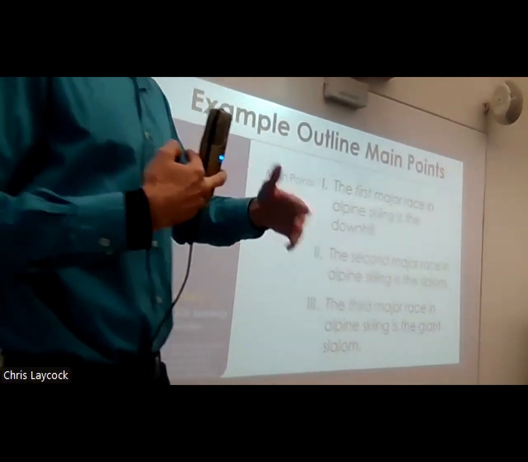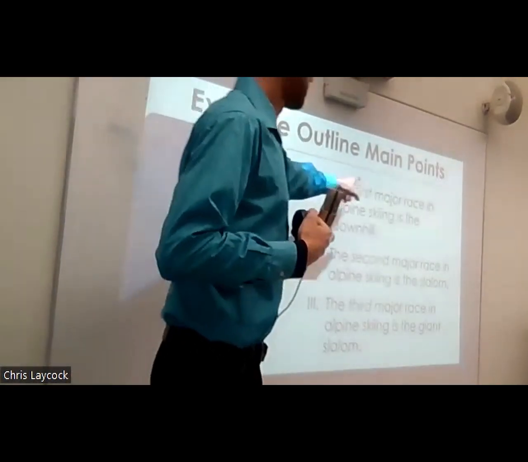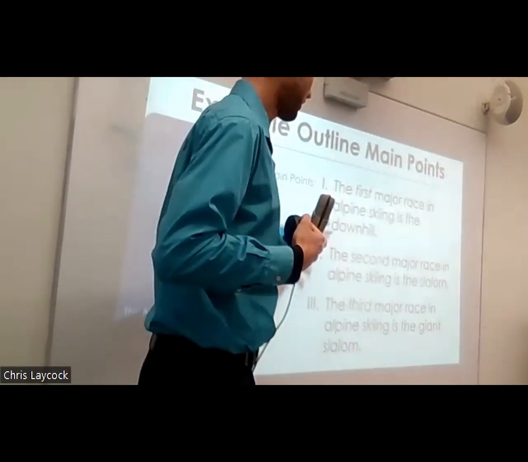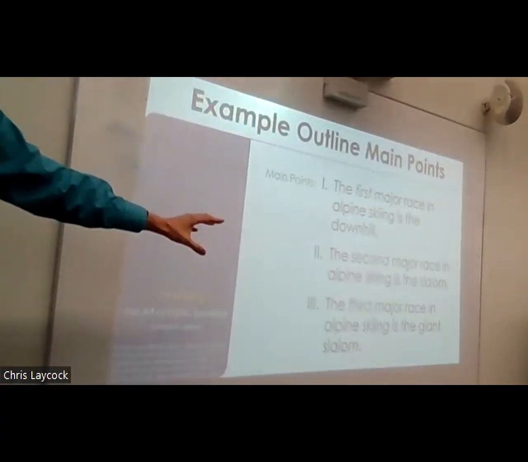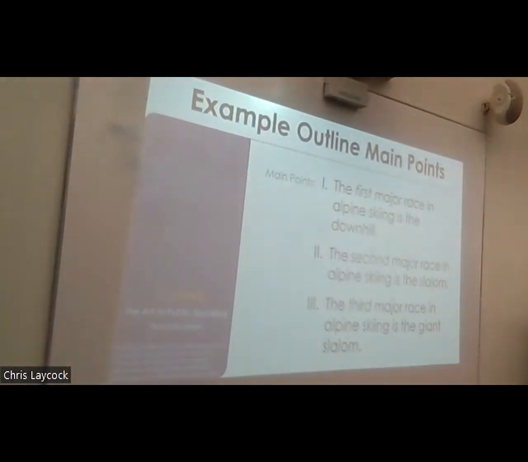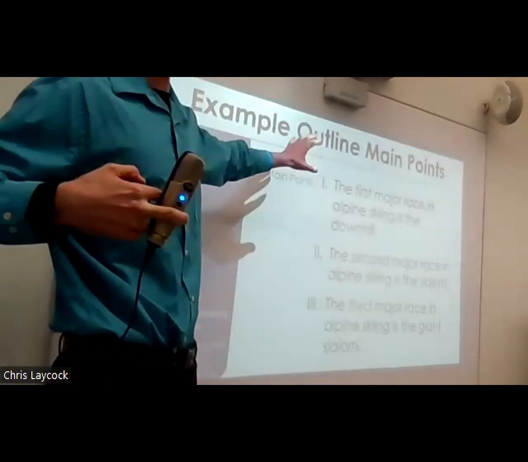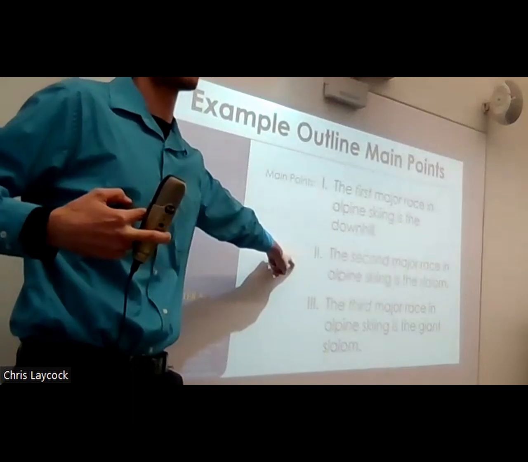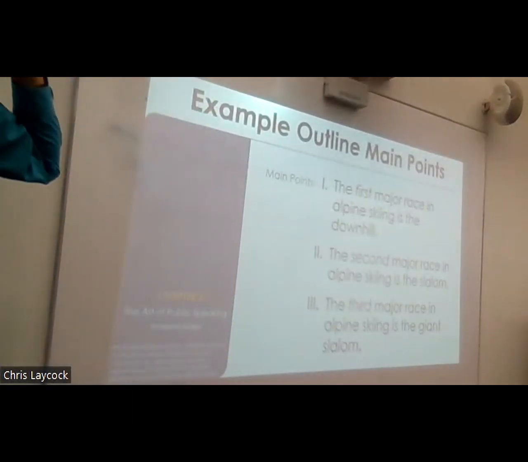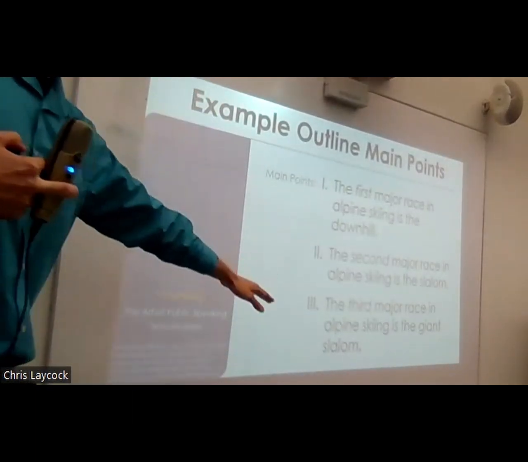So if you wanted to organize these main points in your outline, it would be the first major race is this, the second one is this, the third one is this. And it might seem redundant to say that, but that allows your audience to pay attention and know, okay, we're not talking about the first part anymore. We're moving on. The second part is this. Okay, I can forget what I heard about the downhill and I can focus on the slalom. Because I know there's going to be more coming up when they get to that topic.